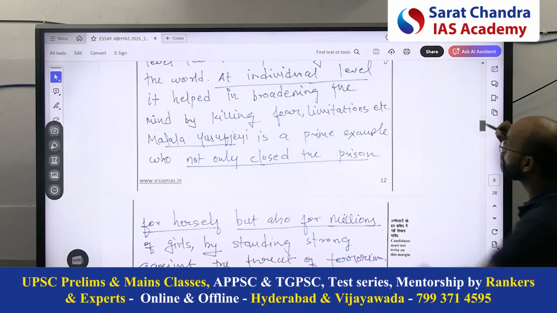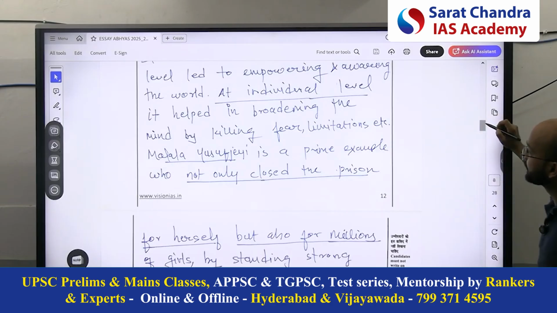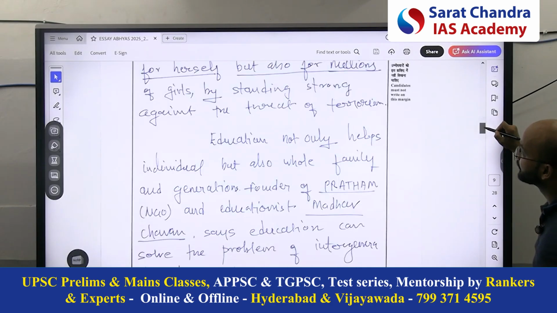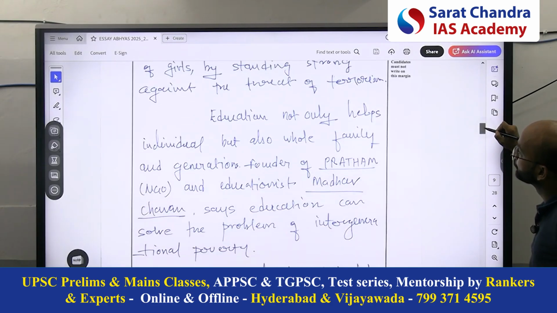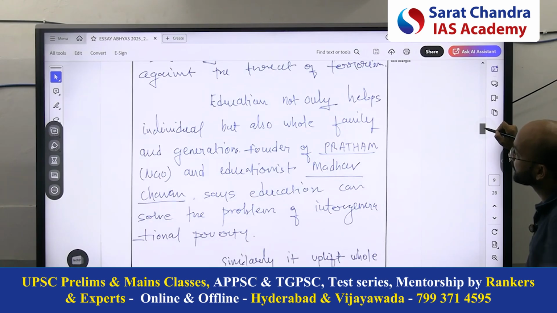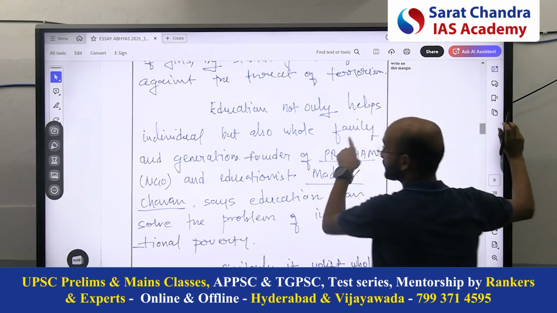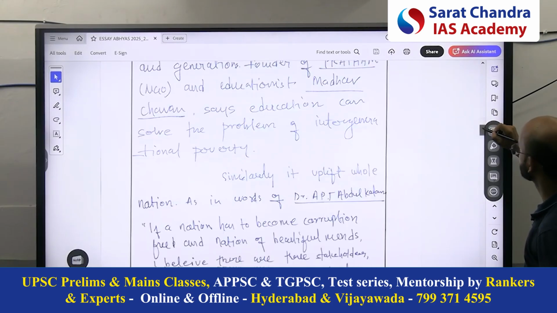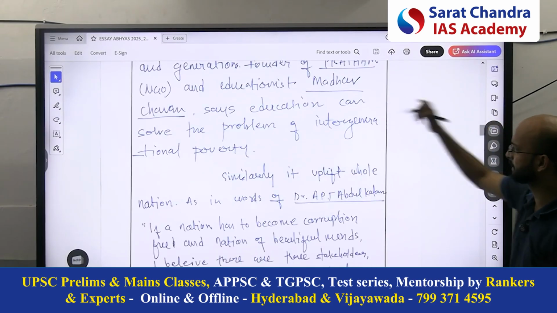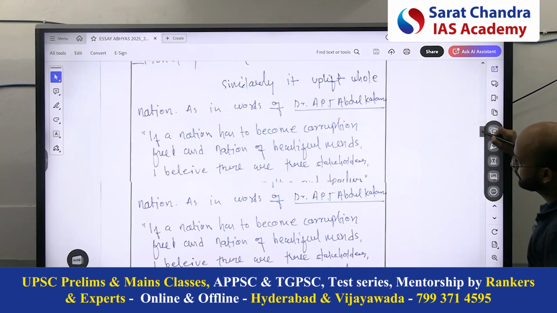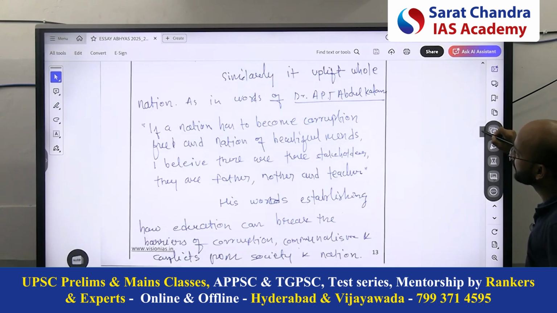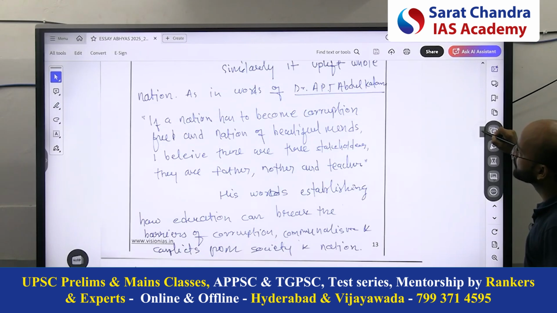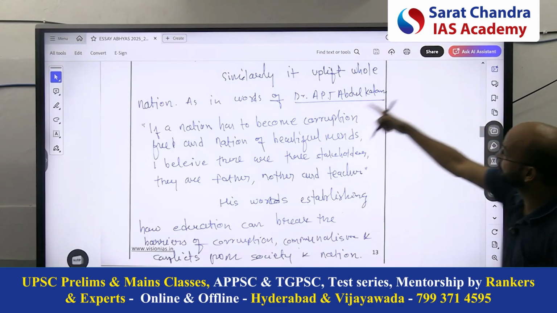At the individual level, what happened? It helped in broadening the mind at the individual level. Then it helps not only the individual but also the family and generation. Founder of Pratham, I talked about this just now, Madhav Chavan. I know him personally, that's why I wrote his name, because of working in the NGO. Similarly, it uplifts the whole nation.